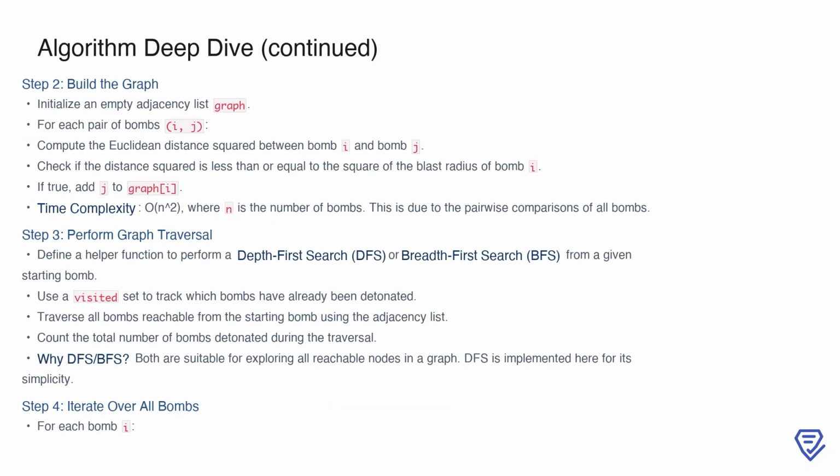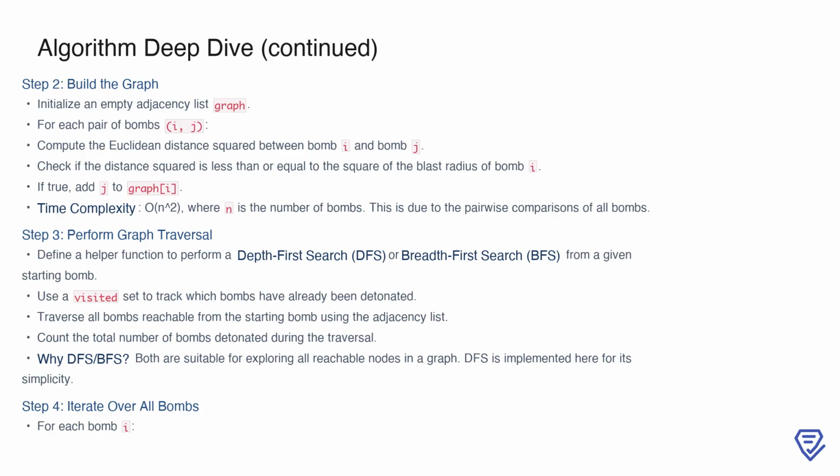The first step in solving the problem is to construct the graph representation. To do this, we initialize an empty adjacency list. Then, for each pair of bombs i, j, we calculate the squared Euclidean distance between them. If the squared distance is less than or equal to the square of the blast radius of bomb i, it means bomb j is within the detonation range of bomb i. In that case, we add j to the list of neighbors for i in our adjacency list. This process involves comparing every pair of bombs, resulting in a time complexity of O(n²), where n is the total number of bombs.